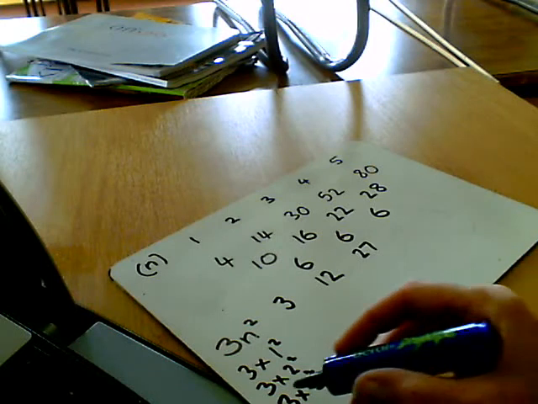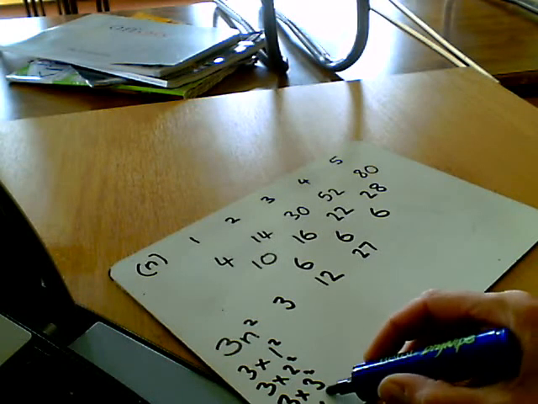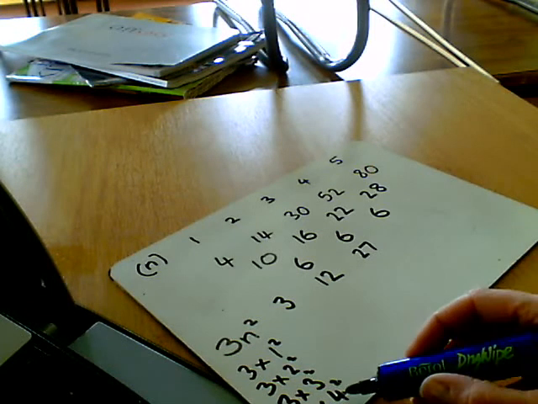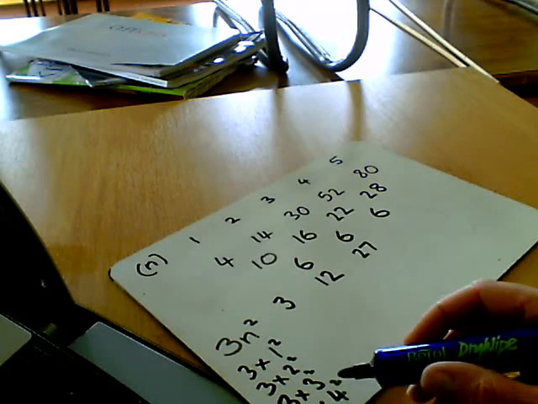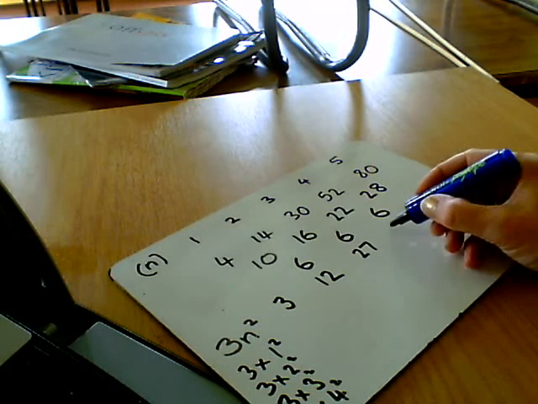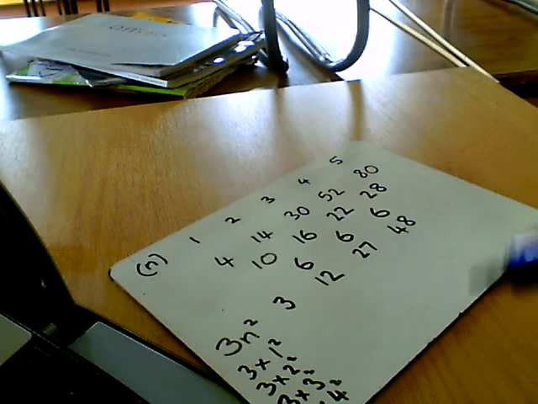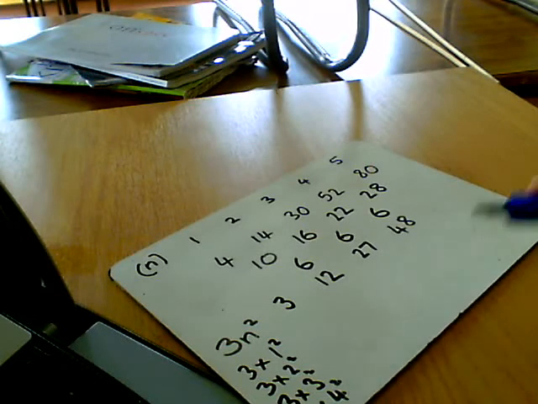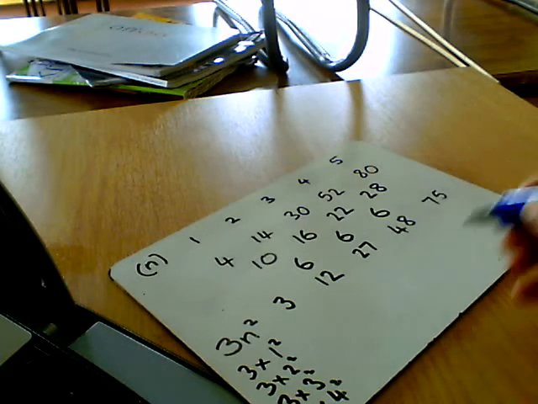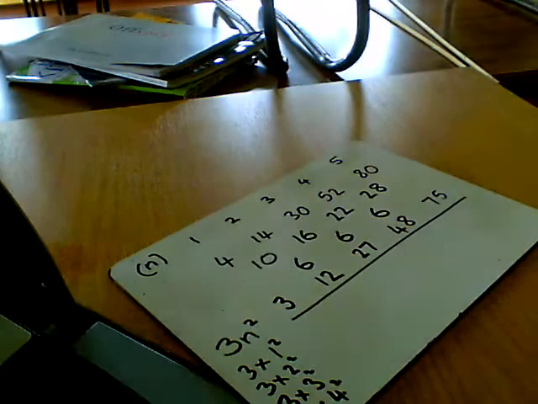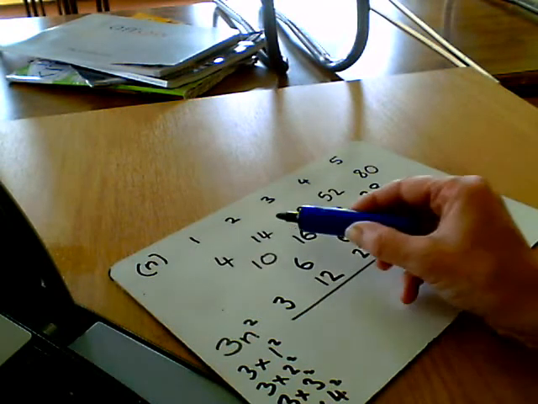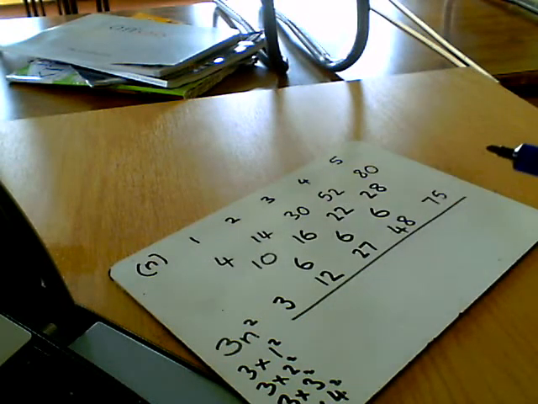Where n is 4, well, we've got 3 times 4 squared is 16, 16 times 3 is 48. And where n is 5, 3 times 5 squared, or 5 squared is 25, gives me 75. Now I want to have a look and see if I can see a difference between 3 and 4, difference between 12 and 14, 27 and 30, and so on.